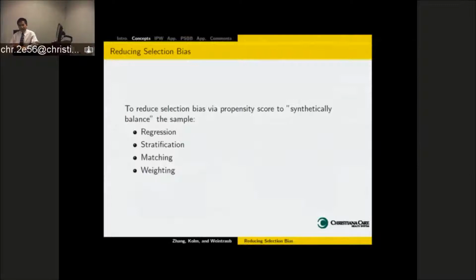So the purpose, as I mentioned last time, of propensity score is to artificially balance the sample in terms of covariates. So we have regression, stratification, matching, and weighting. Last Friday, we talked about how to use matching. Today, I will focus on weighting and also stratification. We will see how we can use weighting and stratification with the propensity score.